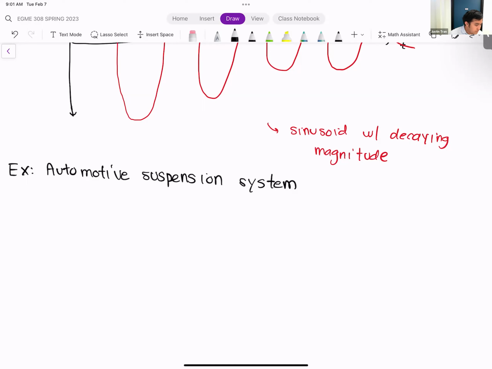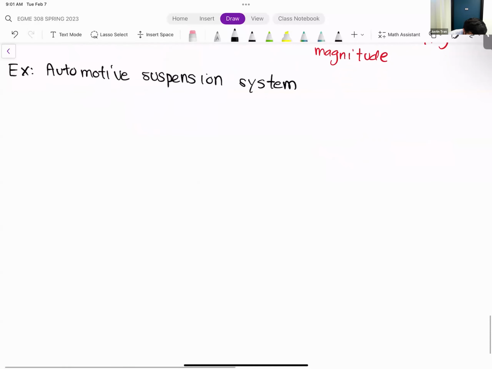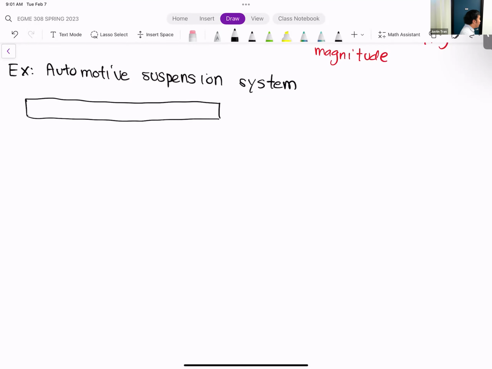Visually, I know it's a lot more complicated than this, but just for the sake of this class, let's visualize it like this. Let's say that this rectangle here is the frame of your car. Here we have your wheel, your oblong shaped wheel.